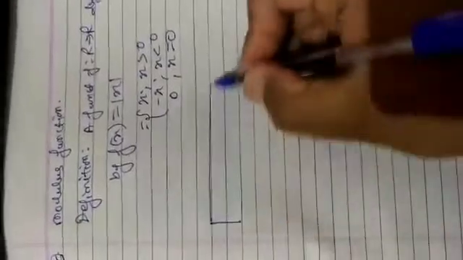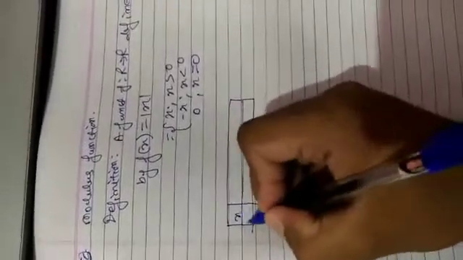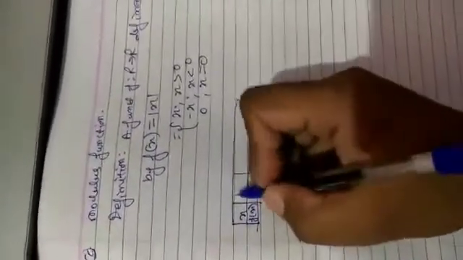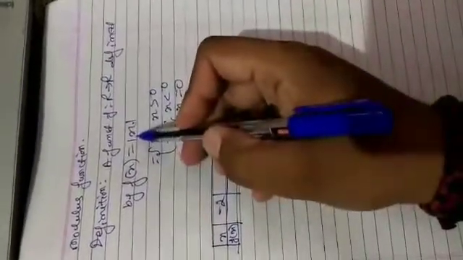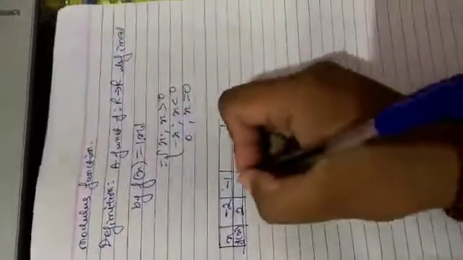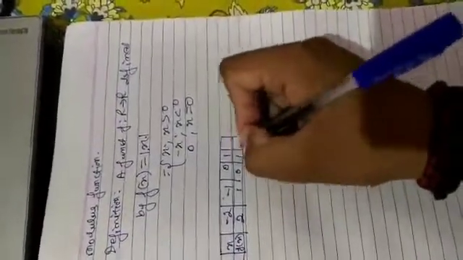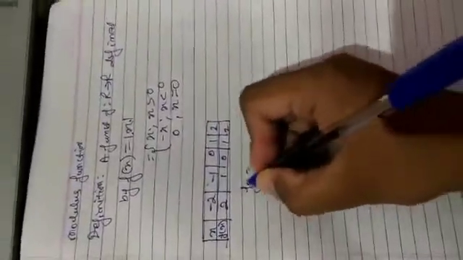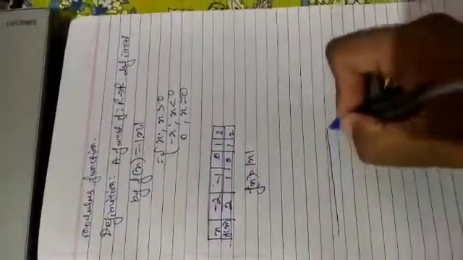Now we will make the graph table. Let's see the graph table, with x value and f(x) value. If the x value is -2, mod will work and give a positive value. If the x value is -1, mod will work and give 1. If x is 0, it will give 0. If x is 1, 1. If x is 2, 2. So when we make the graph for f(x) equal to mod x, mod will always give you a positive value.